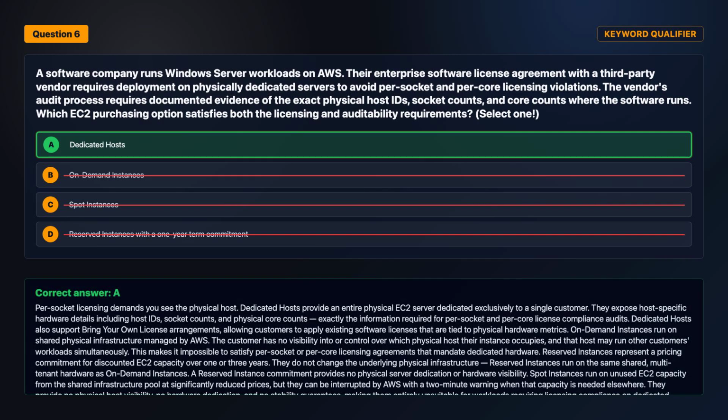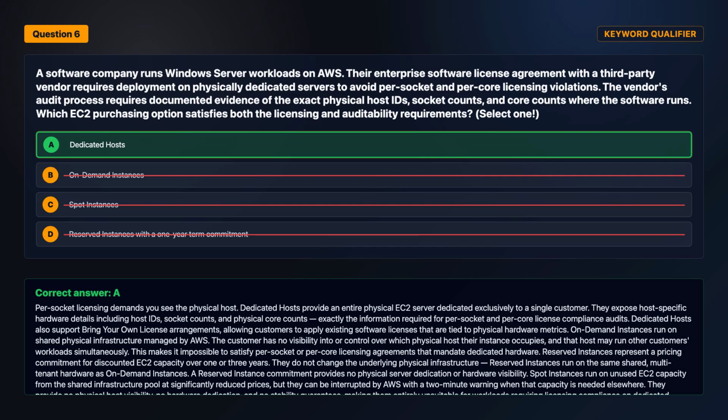The correct answer is option A. Per-socket licensing demands you see the physical host. Dedicated hosts provide an entire physical EC2 server dedicated exclusively to a single customer. They expose host-specific hardware details including host IDs, socket counts, and physical core counts, exactly the information required for per-socket and per-core license compliance audits. Dedicated hosts also support bring-your-own license arrangements, allowing customers to apply existing software licenses that are tied to physical hardware metrics.